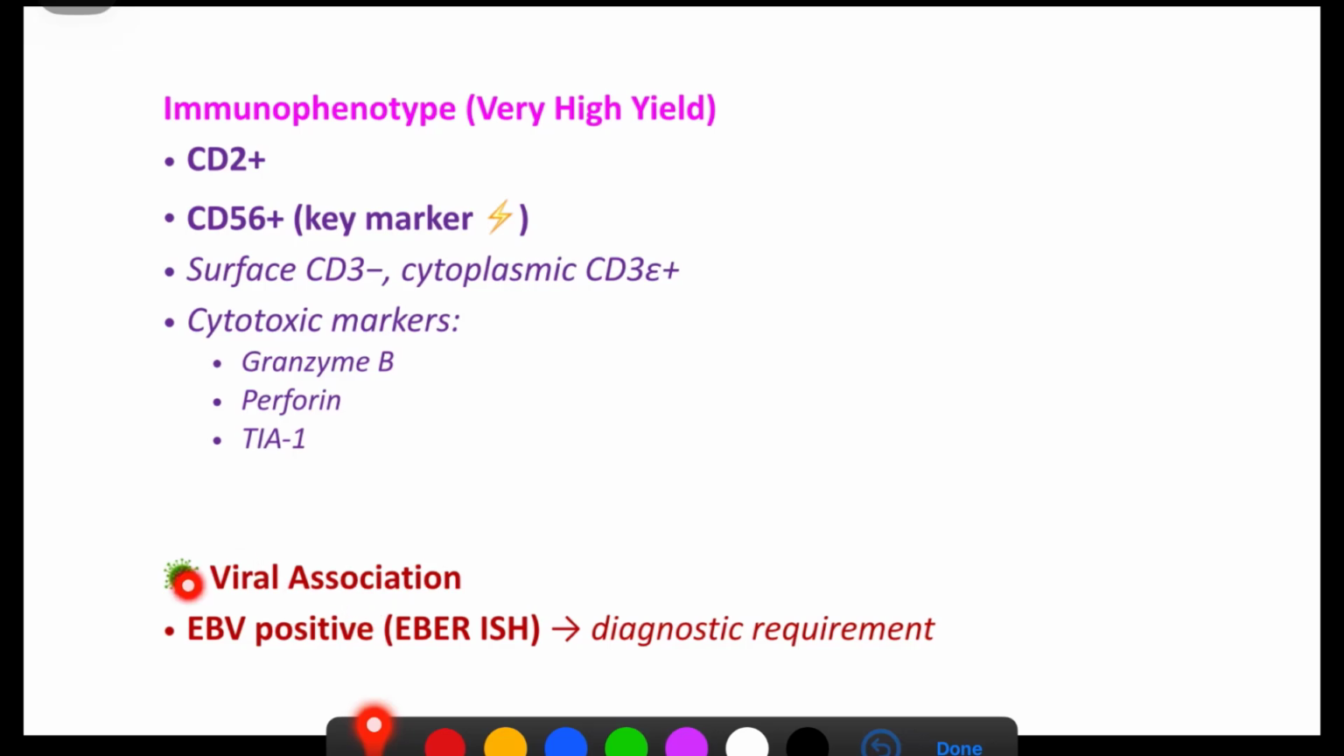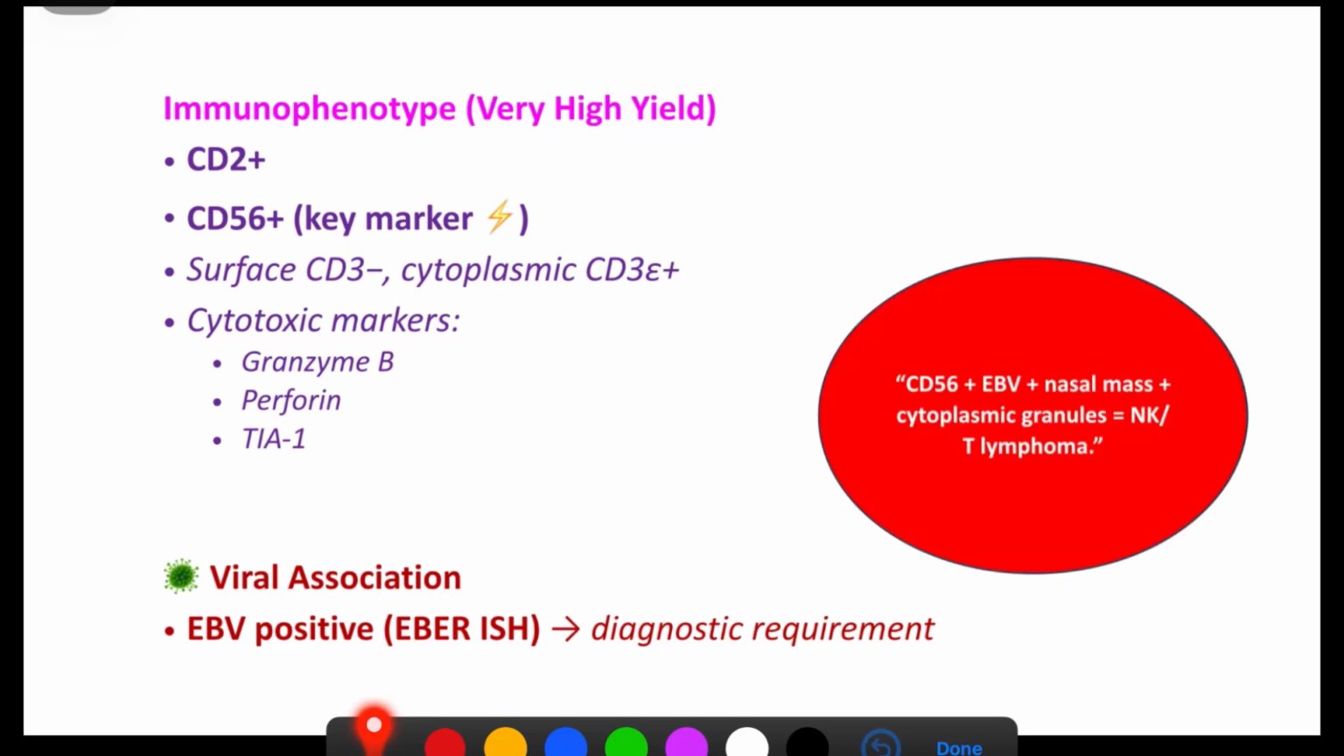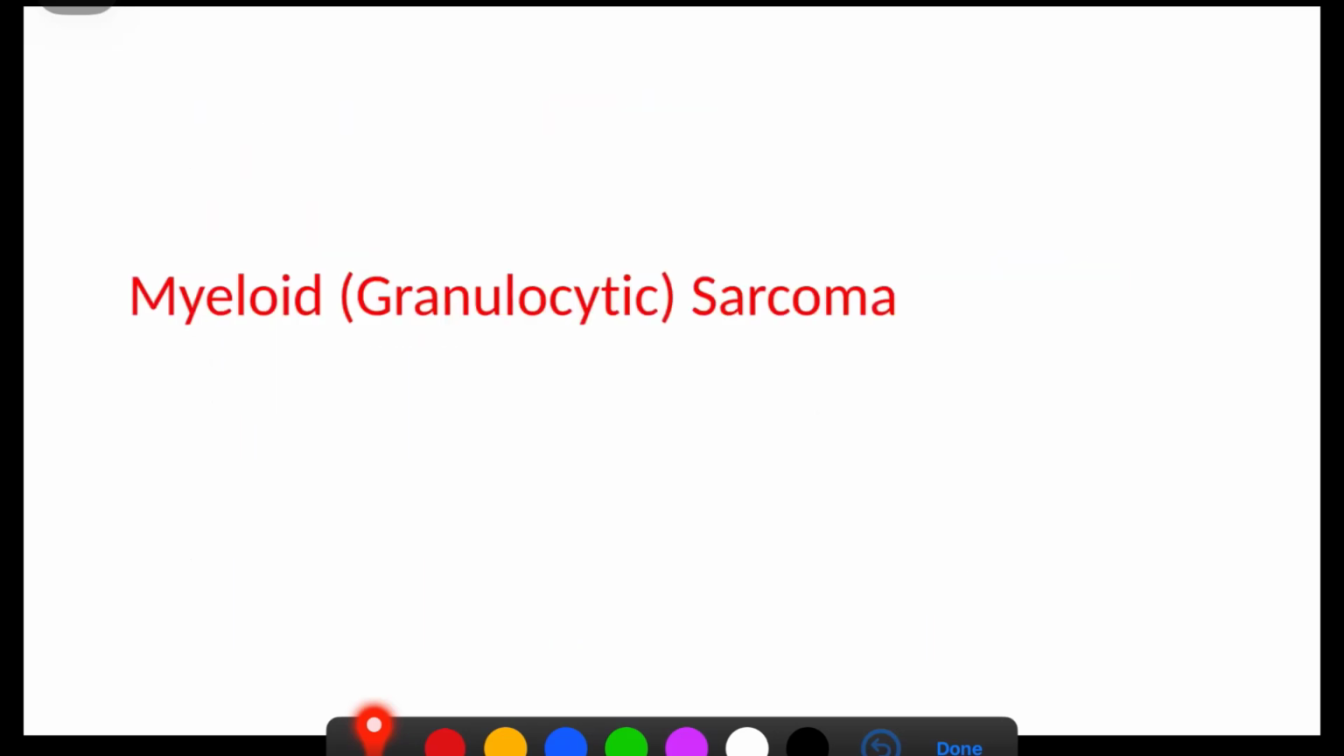So, EBV positivity suggests viral association. So, EBER-ISH is a diagnostic requirement. So, when you find CD56 positivity, Epstein-Barr association, nasal mass, cytoplasmic granules, think natural killer T cell lymphoma.